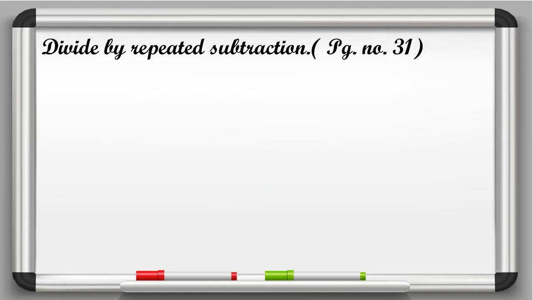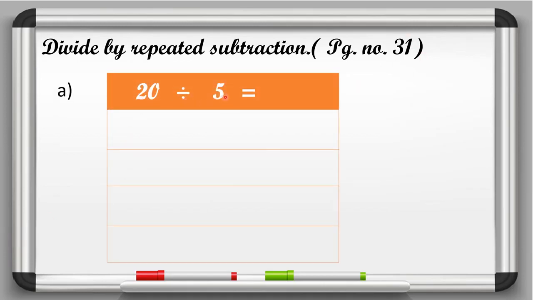Okay. Now divide by repeated subtraction of page number 31. So today beta we will do the sums of page number 31. In A part it is given that 20 divided by 5 is equal to dash.